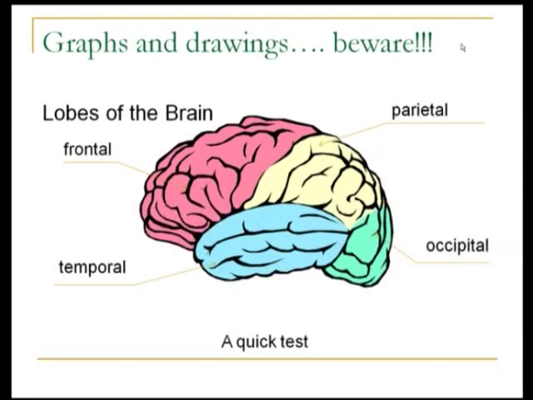Over there on the left, upper left, you see frontal. Lower left, you see temporal. Upper right is parietal, and lower right is occipital. Okay, what could go wrong here?